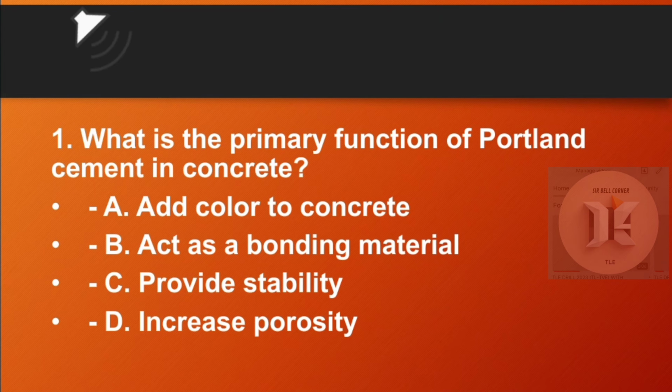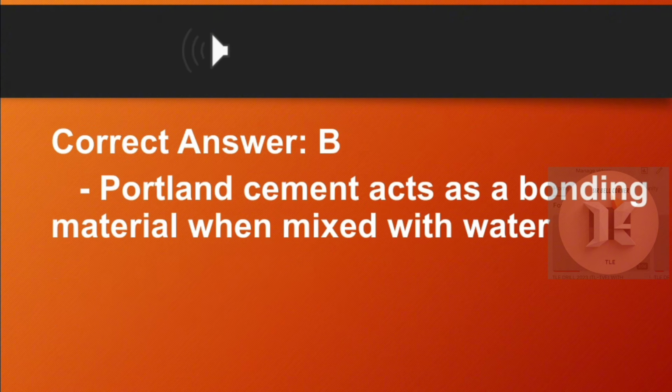1. What is the primary function of Portland cement in concrete? A. Add color to concrete. B. Act as a bonding material. C. Provide stability. D. Increase porosity. Correct answer, B. Portland cement acts as a bonding material when mixed with water.